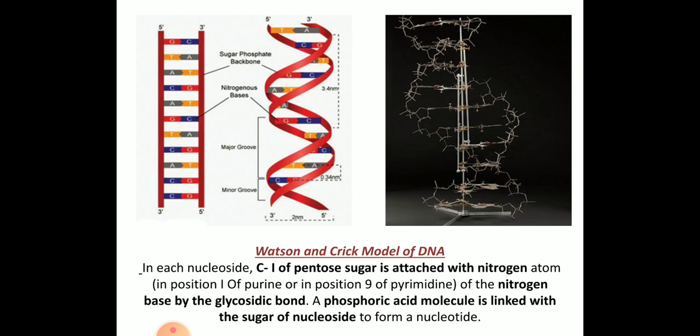Next we'll see the Watson and Crick model, as they proposed the double helix model. In each nucleoside, the pentose sugar is attached to the nitrogenous base, and it is linked by the glycosidic linkage, also called N-glycosidic linkage. The phosphoric acid molecule is linked with the sugar of the nucleoside. As you can see in the picture, there is a phosphate backbone, and that phosphate backbone provides the link within the DNA molecule, and hence the DNA looks like the double helix model.